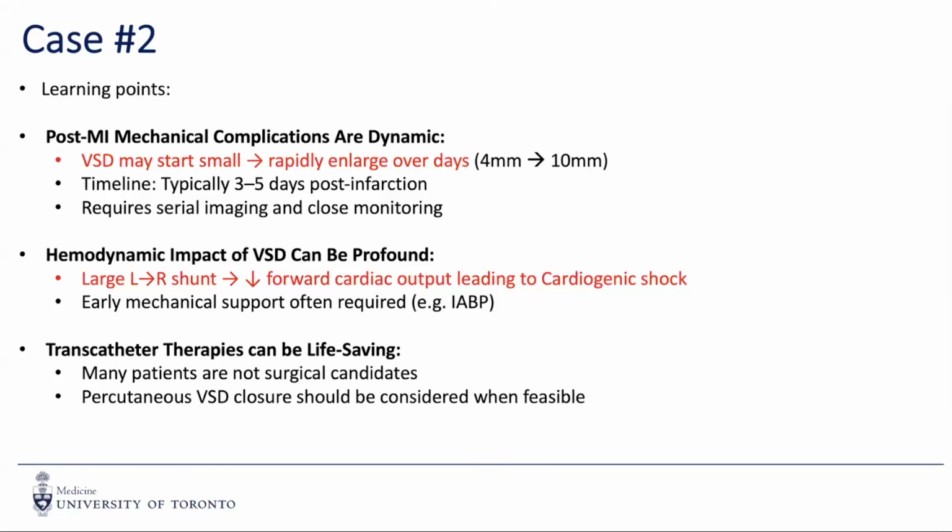Just the key learning points here in the end: a VSD can be small and can become bigger, so always keep an eye out for that. And with the degree of shunting, you can definitely have shock depending on how much shunting there is. And similar to the papillary muscle rupture case, transcatheter therapies can be life-saving, especially with patients that are not surgical candidates, and should be considered when feasible.